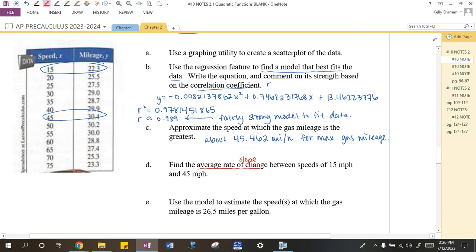So that's going to be 20, start with the bigger one. So that's going to be, let's make this y of 45 minus y of 15 over 45 minus 15. I like to have a little formula to write out. You'll be doing this for AP Calculus as well, so it's nice to have something to show your work for. And then that's going to be 30.4 minus 22.3. 45 minus 15 is just 30.